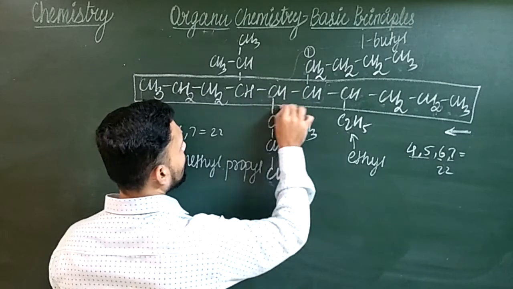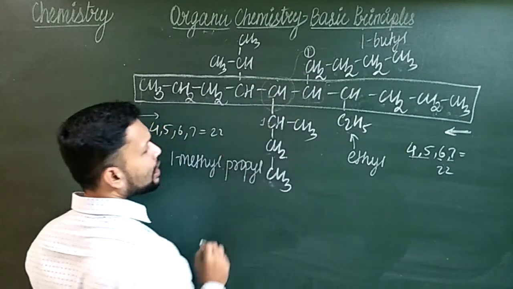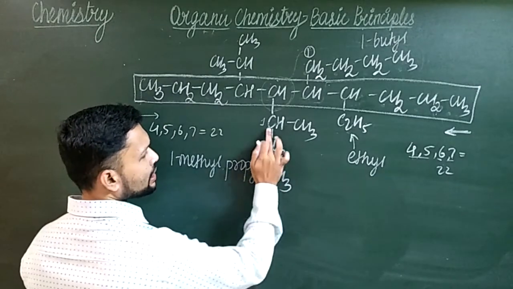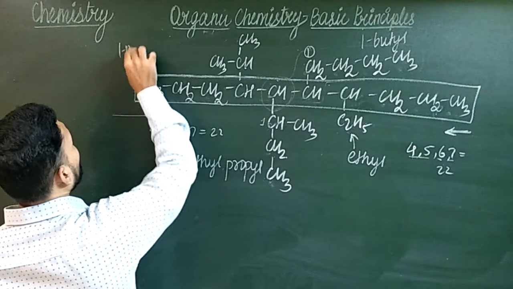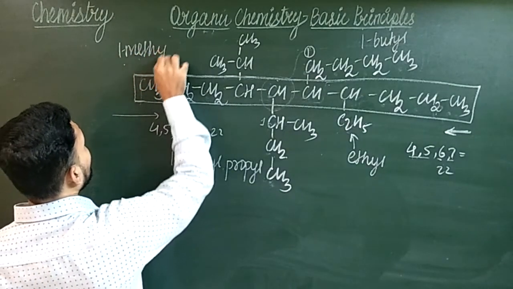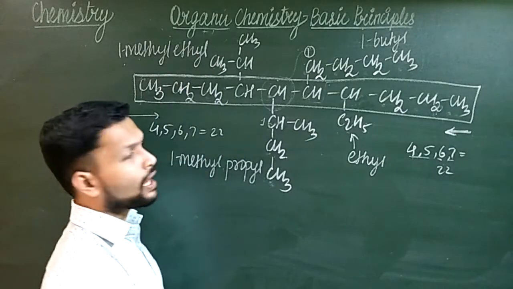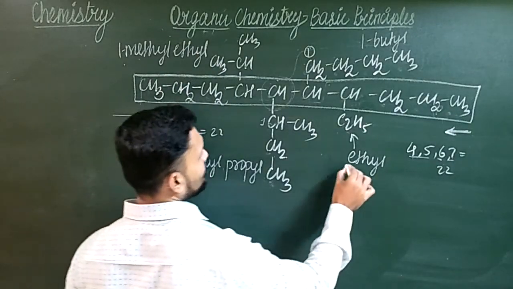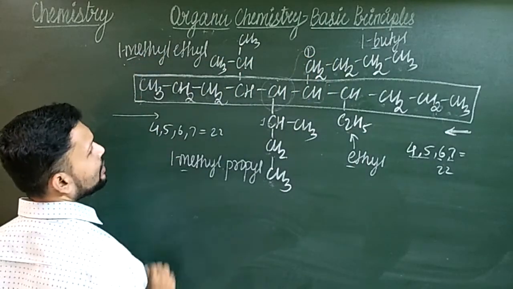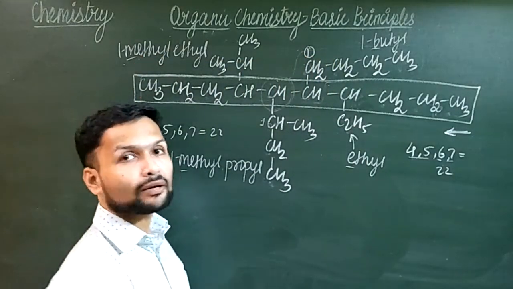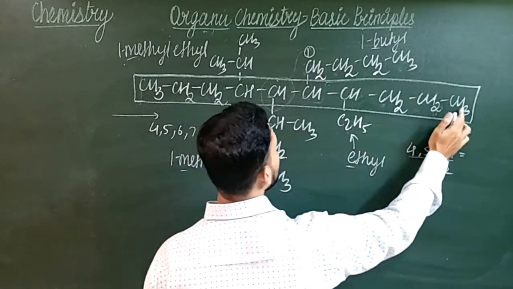The parent chain carbon is this, and this is the carbon which is attached. From there the longest chain is 3, so 1-methylpropyl. And this is 1-methylethyl. Now just have a look at the names: E, B, M and M. So alphabetically, which will come first? Butyl. So you have to go from this side because butyl is getting the least number.